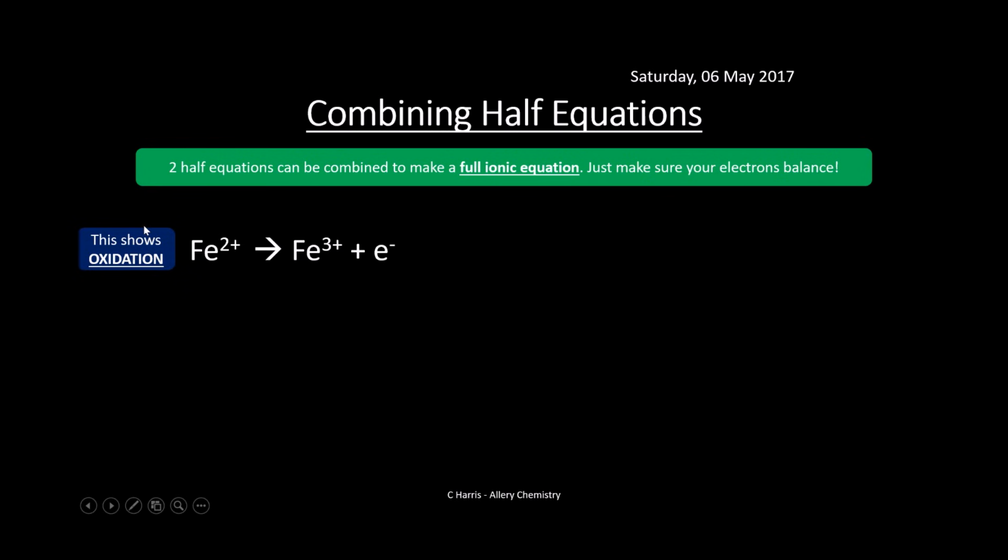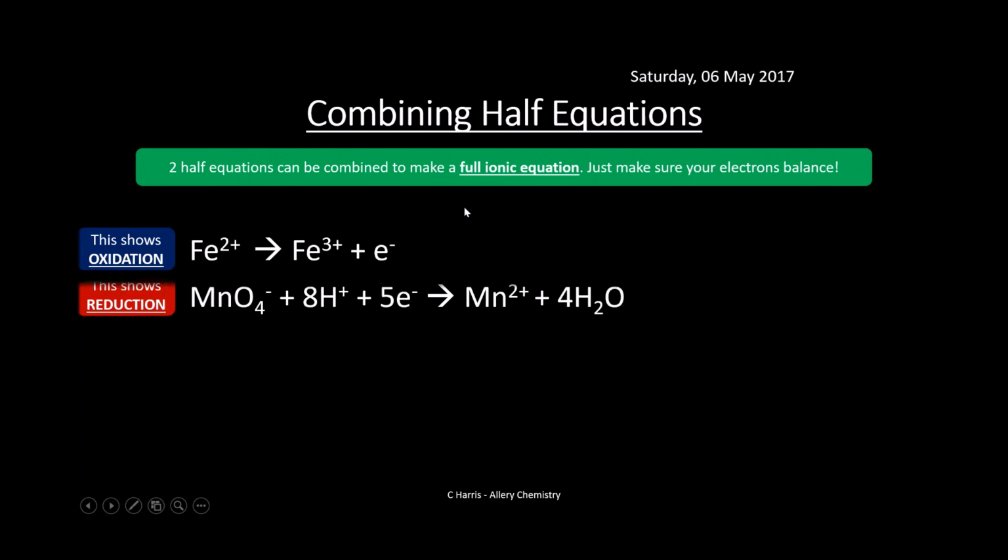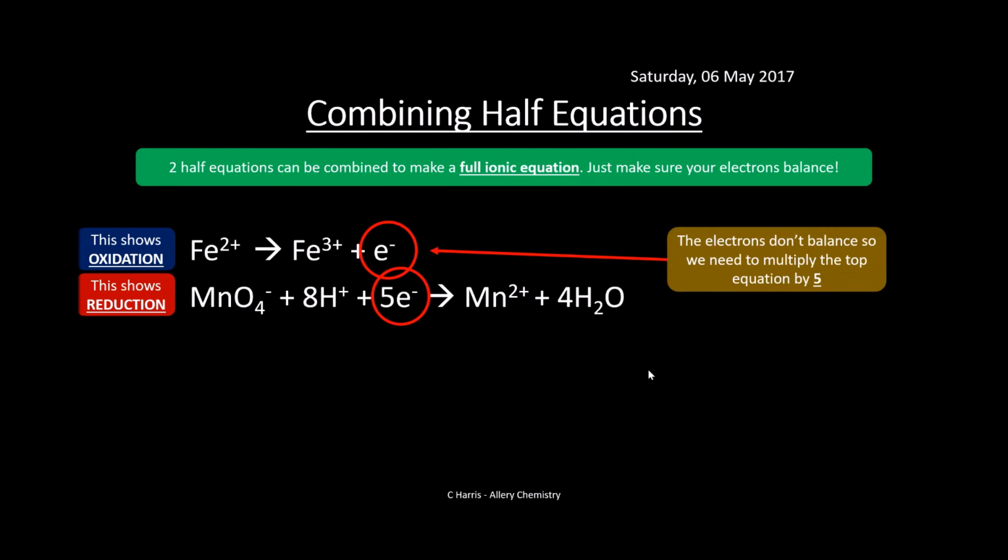So let's bring in these 2 equations again. Remember this one, the one where we had oxidation, Fe2+ going to Fe3+ plus an electron. This one showed reduction, the one where manganate goes to manganese 2+. So 2 reactions. Now we have to try and combine these. But you see the electrons don't balance. You've got 5 electrons in the bottom one, and only 1 in the top. So we have to multiply that top equation by 5 to make sure the electrons balance.